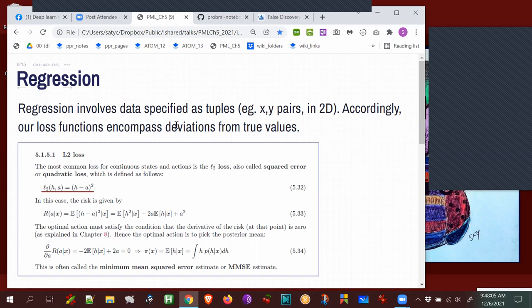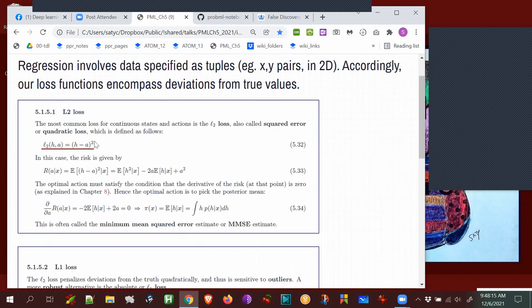For that, you need good loss functions that can penalize incorrect values as opposed to expected values. One of the penalty functions is the classic L2 loss. This is a quadratic loss, as you can see, because it's a squared value. Now you probably already know this. This one is also called the minimum mean squared error loss, MMSE.